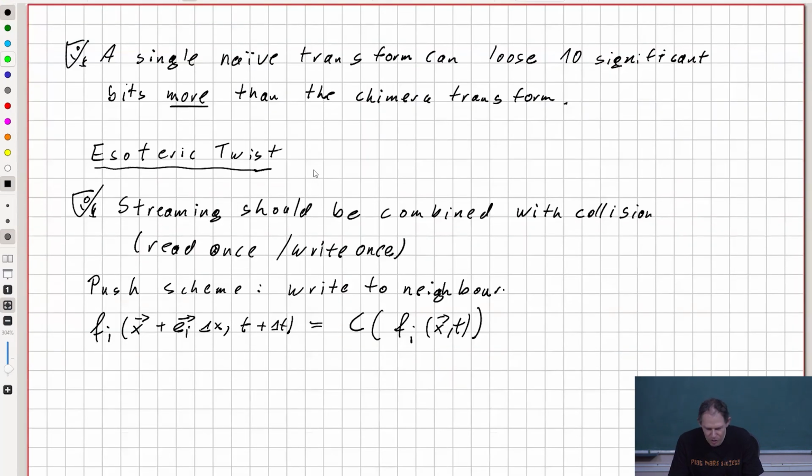So this is the push scheme, and it is a so-called A-B pattern, because we read from a population B and then we write it to a population A. And after we've done this, we exchange pointers from A to B. So this is the swap.